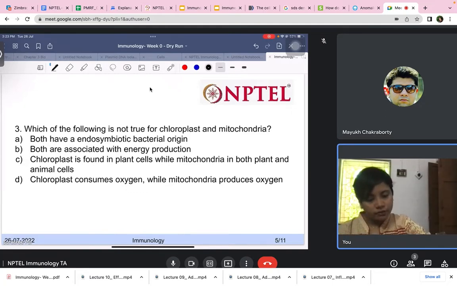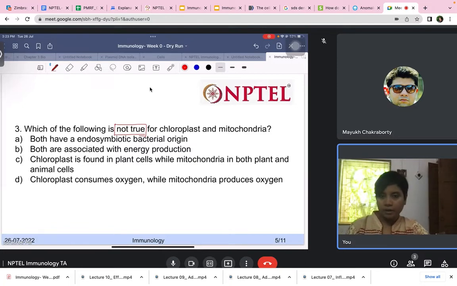So here we have to focus on this terminology, which is "not true." This is very important. Always we have to look out for the options or the statements which are not true. So first of all, the first statement is: both have an endosymbiotic bacterial origin.